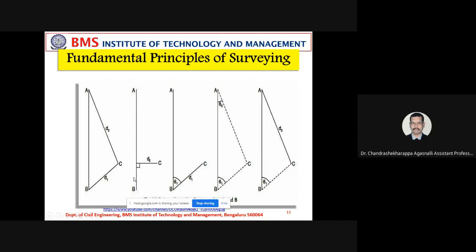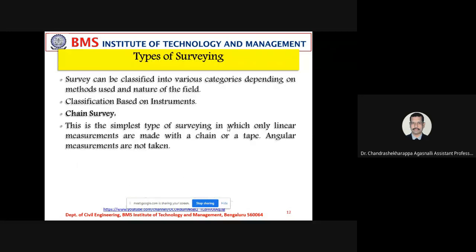This is angular, and this is perpendicular to that. As per your requirement, you can start with the surveying. This is one triangle, and this is another angular one. This is theta one, which is called your angles. This is how we conduct the surveys, and we discussed the types of surveys there.